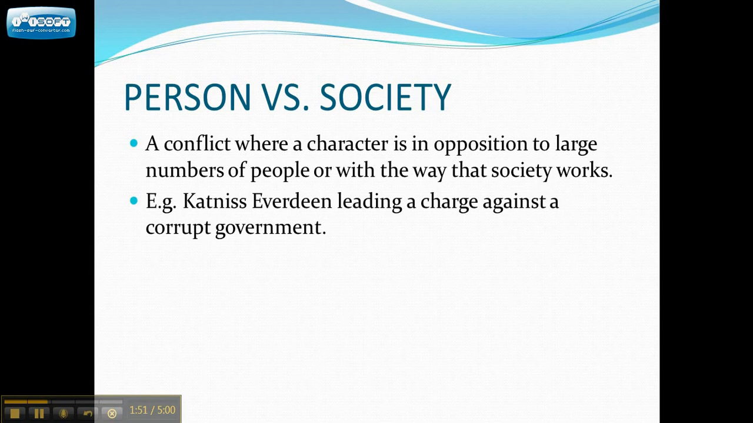So if you think about something like the Hunger Games, we've got Katniss Everdeen, and she's leading a charge against a corrupt government. So here she's up against a whole system, a whole body that is going to try and act against her. And so person versus society really just demands that there's one character going against all sorts of people all at once.